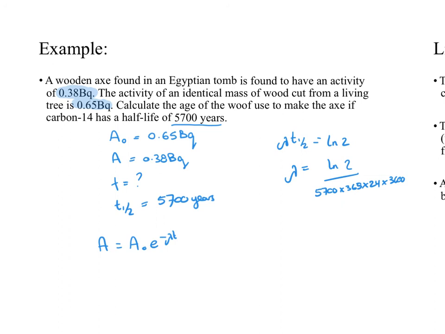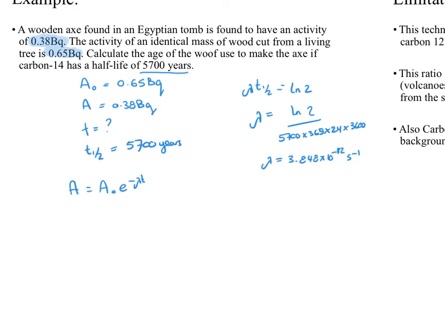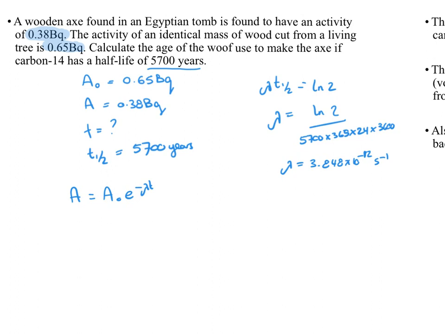And you will get something around 3.84 times 10 to the minus 12 per second for the lambda. And then you can use the equation to determine t. I'm not going to put any values in yet until I make sure t is the subject of the formula, otherwise it will start looking messy.